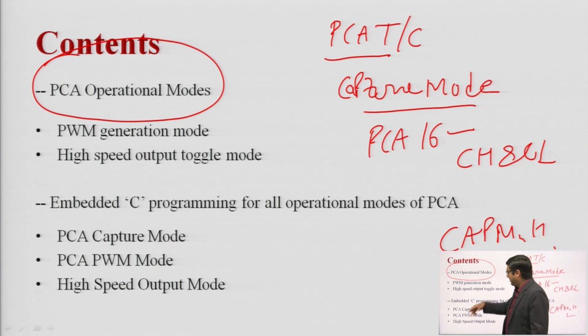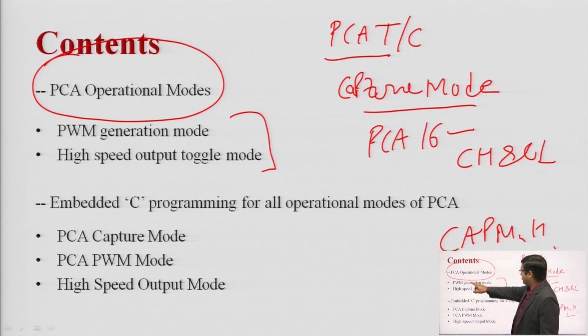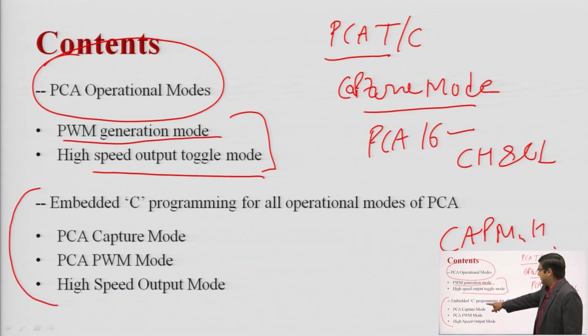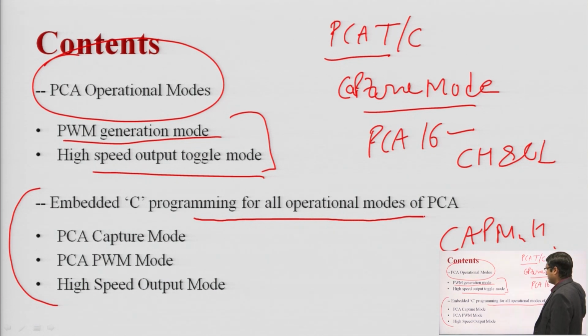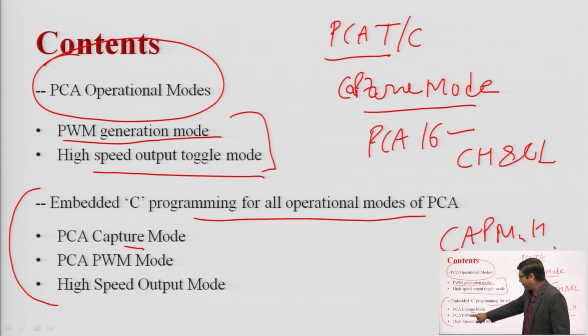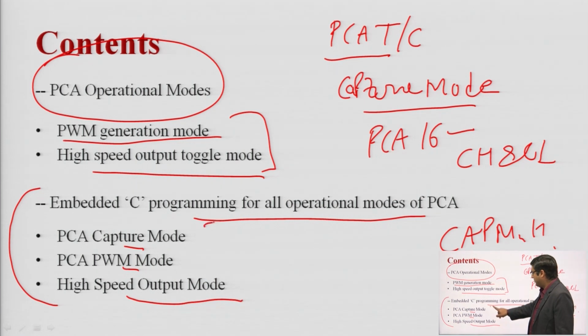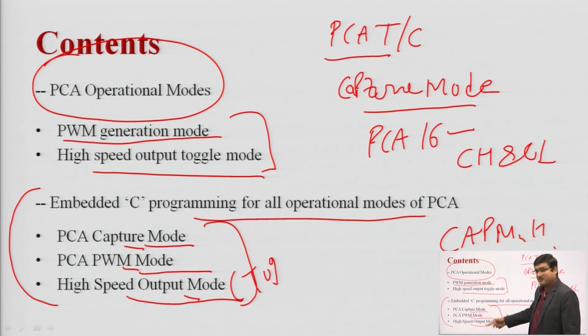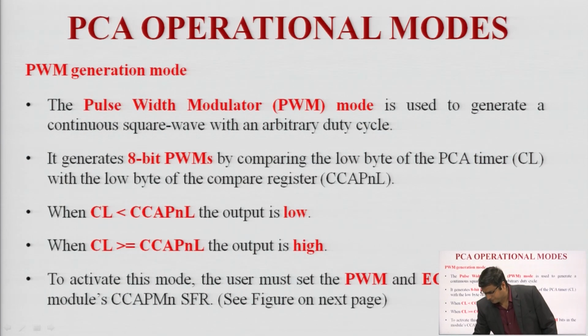In this lecture, we will study the two remaining modes of operation, PWM generation mode and high speed output toggle mode. In another portion we will see the embedded C programming for all operational modes: capture mode, PWM mode and high speed output toggle mode. We will see through sample code how the capture occurs, how the PWM mode works, and when the toggle occurs. These are the contents of this lecture.